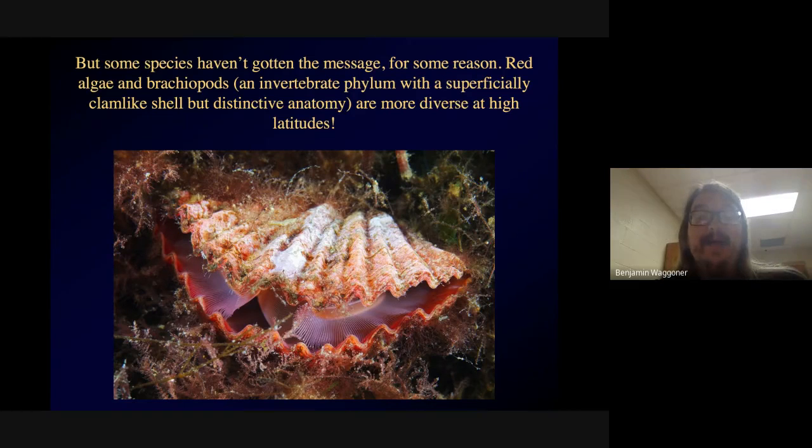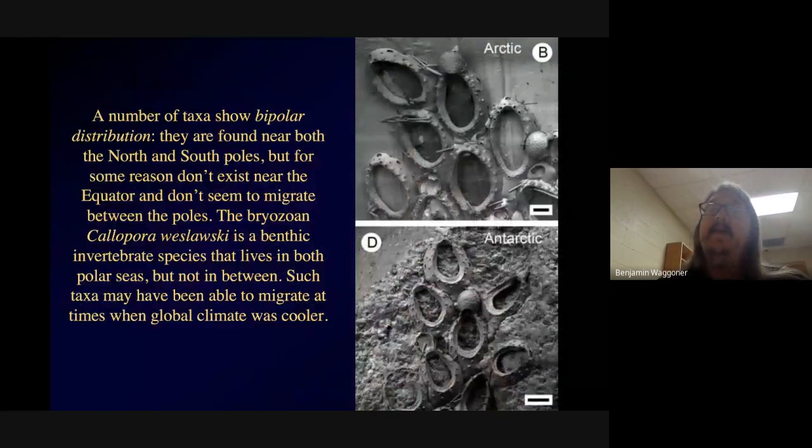So there, a lot of talk just to tell you that we don't really know. There's actually a number of taxa that show bipolar distribution, which means that you don't find them at the equator. You do find them close to the North Pole and close to the South Pole, but not in between, and they don't seem to migrate between.